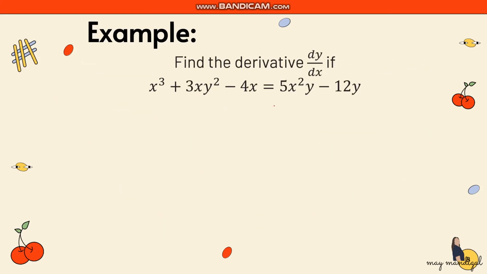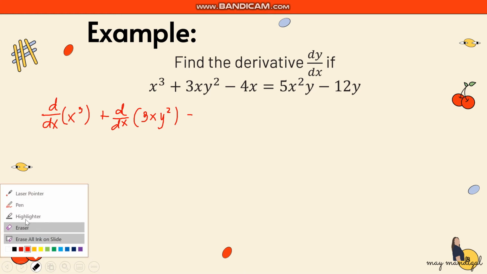For our third example, find the derivative dy over dx if we have x cubed plus 3xy squared minus 4x is equal to 5x squared y minus 12y. So again, let's get the derivative with respect to x of each term. So let's just write here d over dx of 3xy squared minus 4.